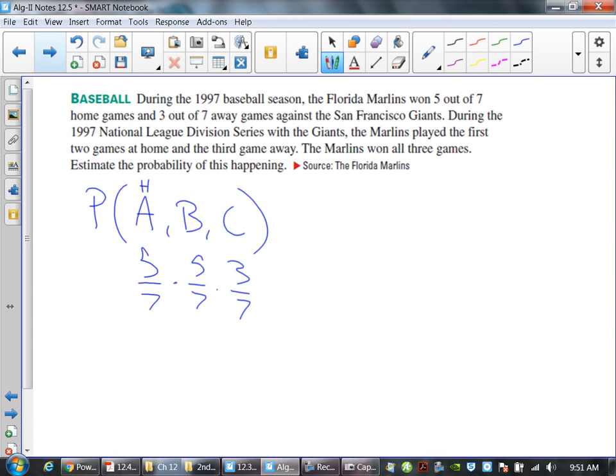You get the other 5 out of 7. The first 2 were at home, so it's just using the home record, 5 out of 7. That's where that comes from.